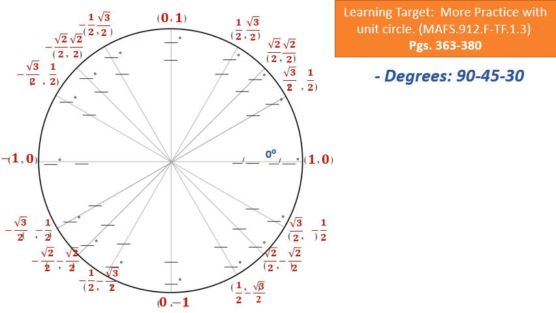So if I'm at 0 and I add 90 degrees, where am I going to be? Directly up. If I add 90 degrees from 90, 90 plus 90 is 180. Now I'm on the left side. If I add 90 to 180, that gives me 270. Now I'm beneath. 270 plus 90 is 360, and I've gone all the way around the circle. Okay? 90, 45, 30.